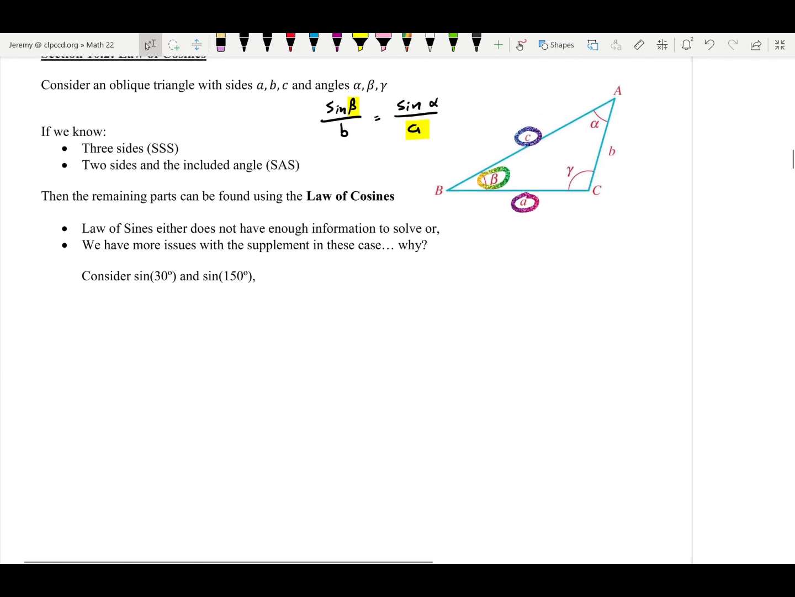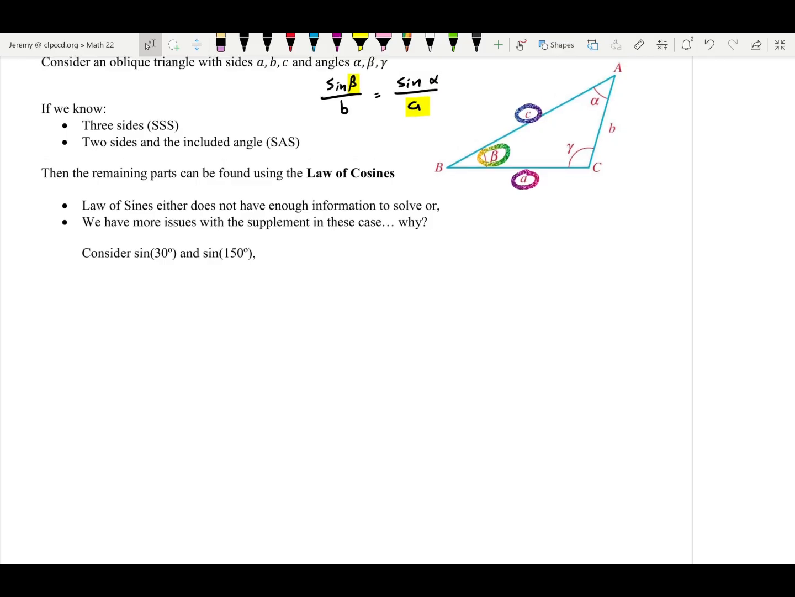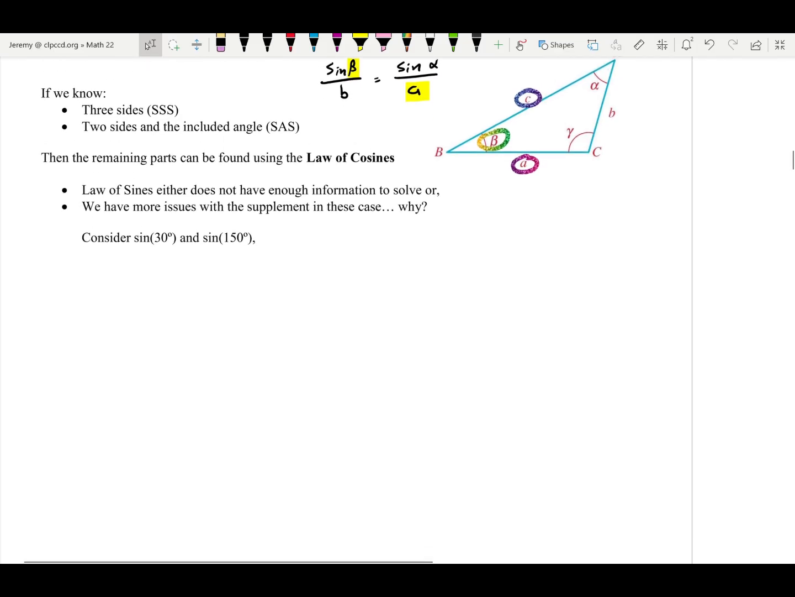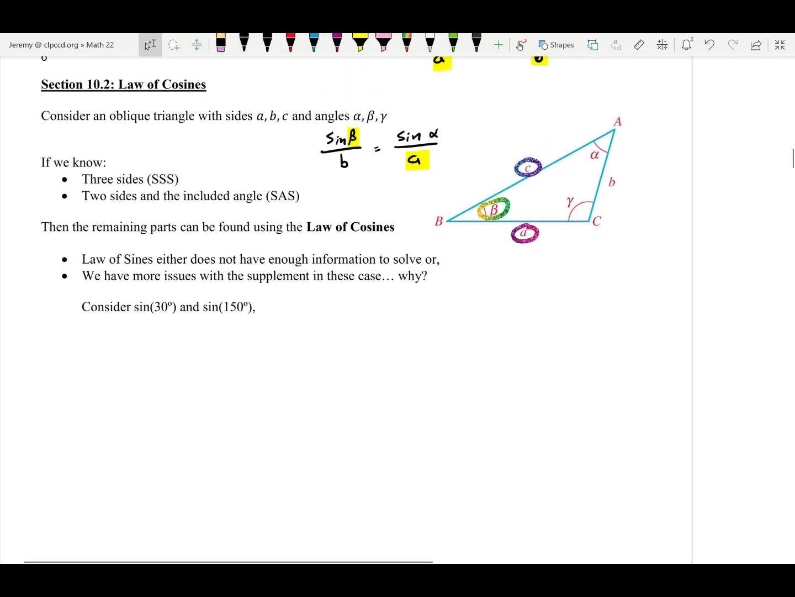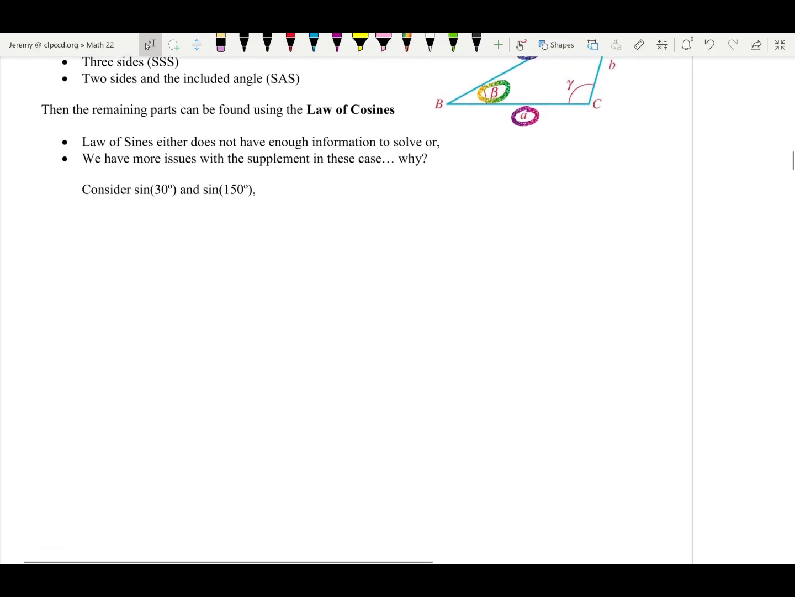One other issue that happens is supplementary angles. The sum of all these angles in any triangle is going to be 180. And sometimes from law of sines, we'll be getting values like 30 or 150. The issue here is, what is sine of 30 degrees? What is sine of 150 degrees? It turns out that they're both equal to 1/2.